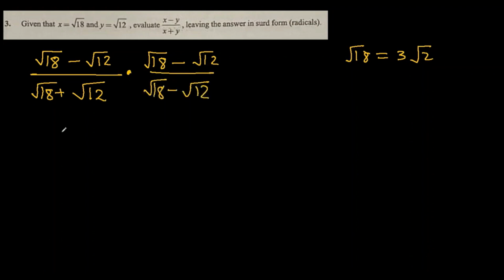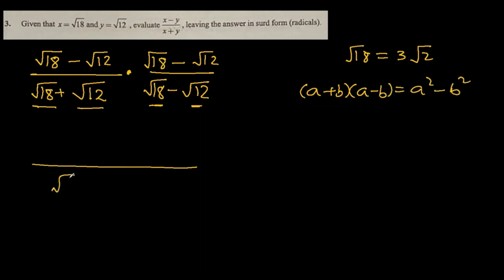So this is a plus b multiplied by a minus b format. The identity for a plus b multiplied by a minus b is a squared minus b squared. So the denominator becomes square root 18 squared minus square root 12 squared, and that's why I did not simplify this, because square and square root straight away cancel out.